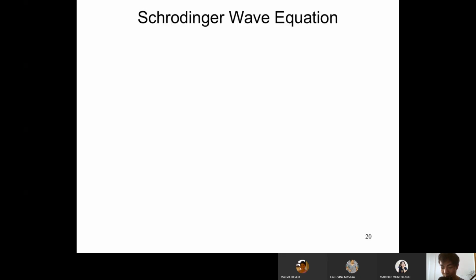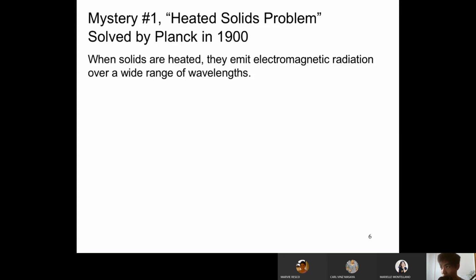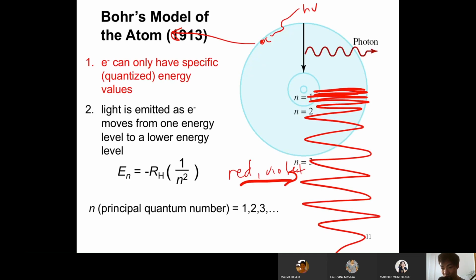So ano lang yung mga questions na sinagot ni Niels Bohr? Ito: bakit lumiliwanag yung atoms kapag nainitan, binigyan ng energy? Ang sagot is that when electrons jump from one energy level to another energy level, it produces waves. And that waves can correspond to light.